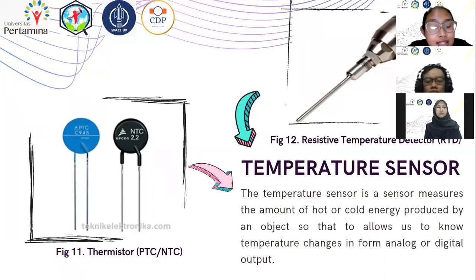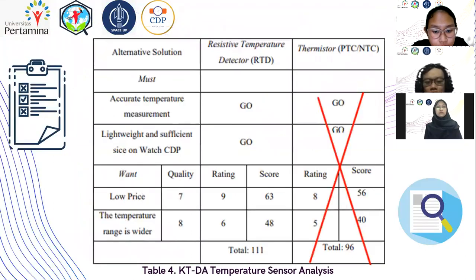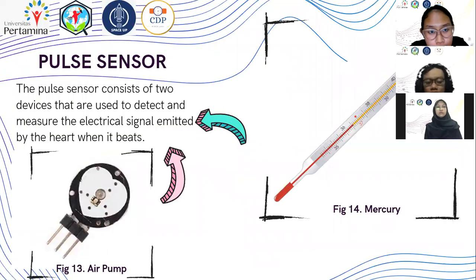A temperature sensor is a sensor that measures the amount of hot or cold energy produced by an object, allowing us to know temperature change from analog or digital output. Figure 11 is an image of thermometers, the blue is PTC and the black is MCC. Figure 12 is a resistive temperature detector or RTD. The higher score of the KTDA method is RTD.